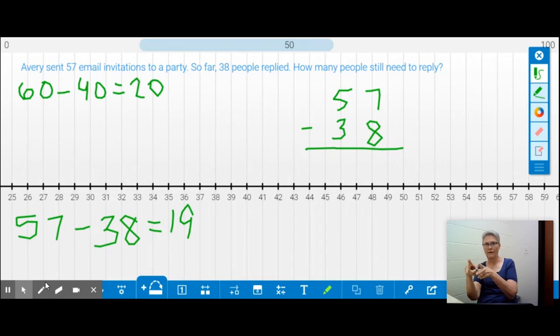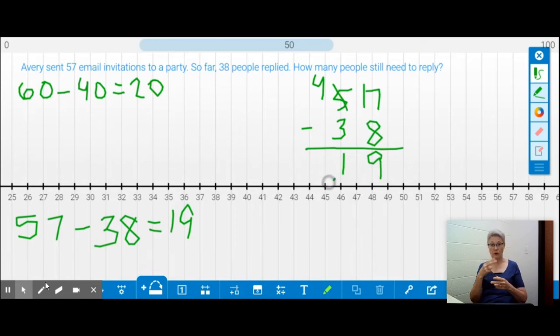I'm going to regroup 5 tens and 7 ones as 4 tens and 17 ones. What I did was I turned 1 ten into 10 ones plus the 7 ones that are already there to make 17 ones. Now I can do 17 minus 8, which is 9. Next, I move into the tens place value, where I have 4 tens minus 3 tens, which is 1 ten. And I get an answer of 19. So that means that 19 people still need to reply.